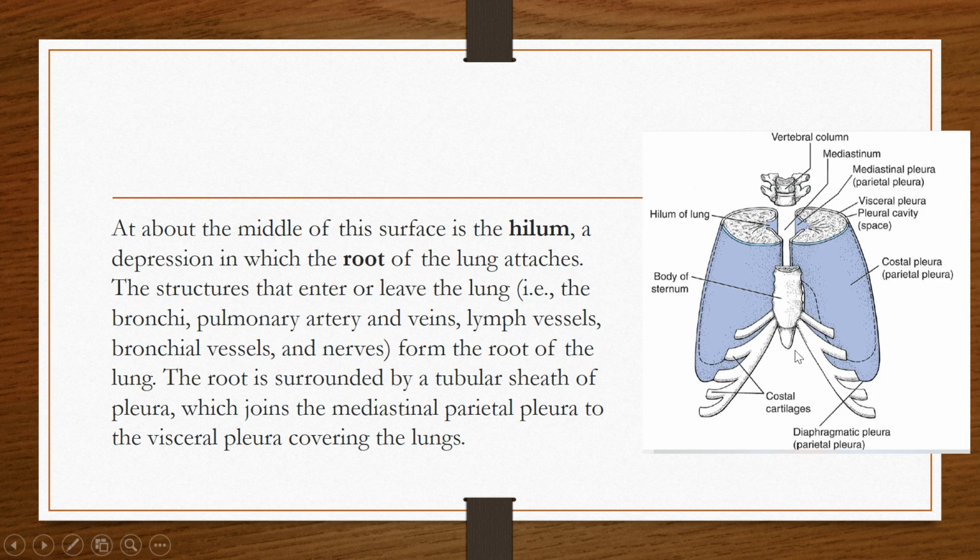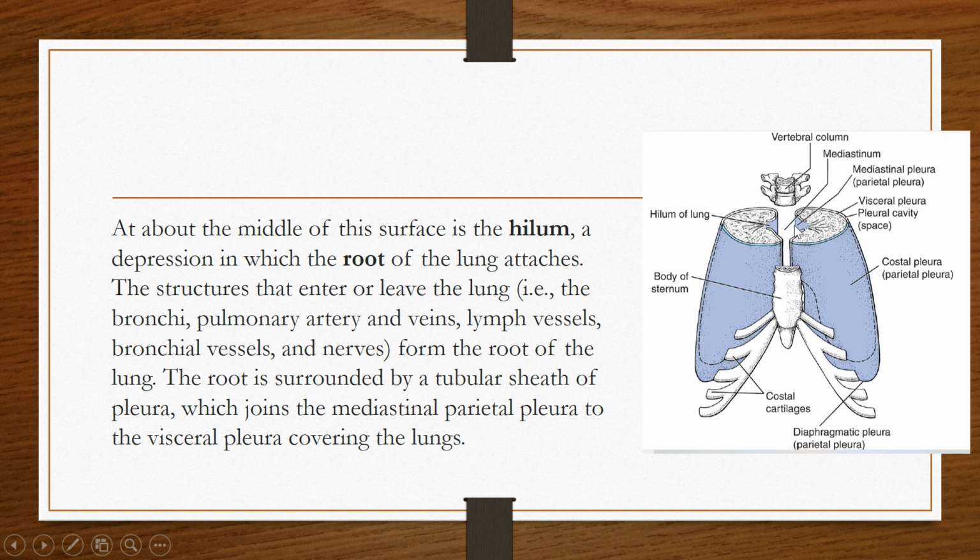At about the middle of the surface, there is the hilum. The hilum is a depression in which the root of the lung attaches. The structures that enter or leave the lung, that is the bronchi, pulmonary artery, veins, lymph vessels, bronchial vessels and nerves, form the root of the lung. All these structures will form the root of the lung.